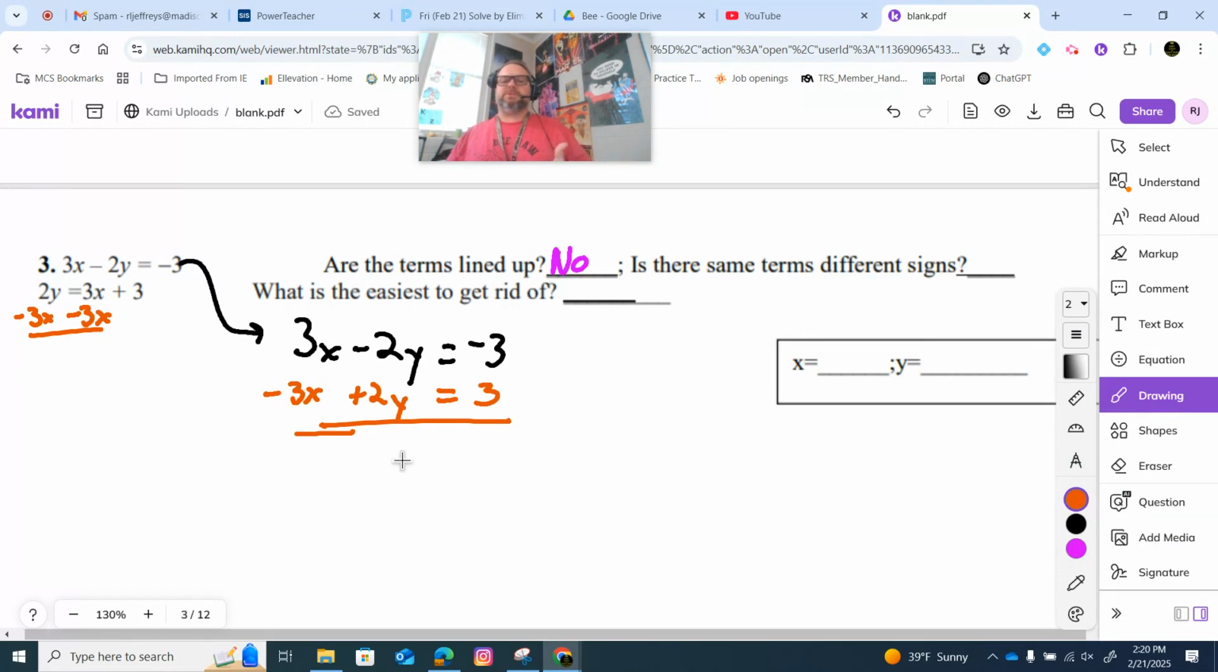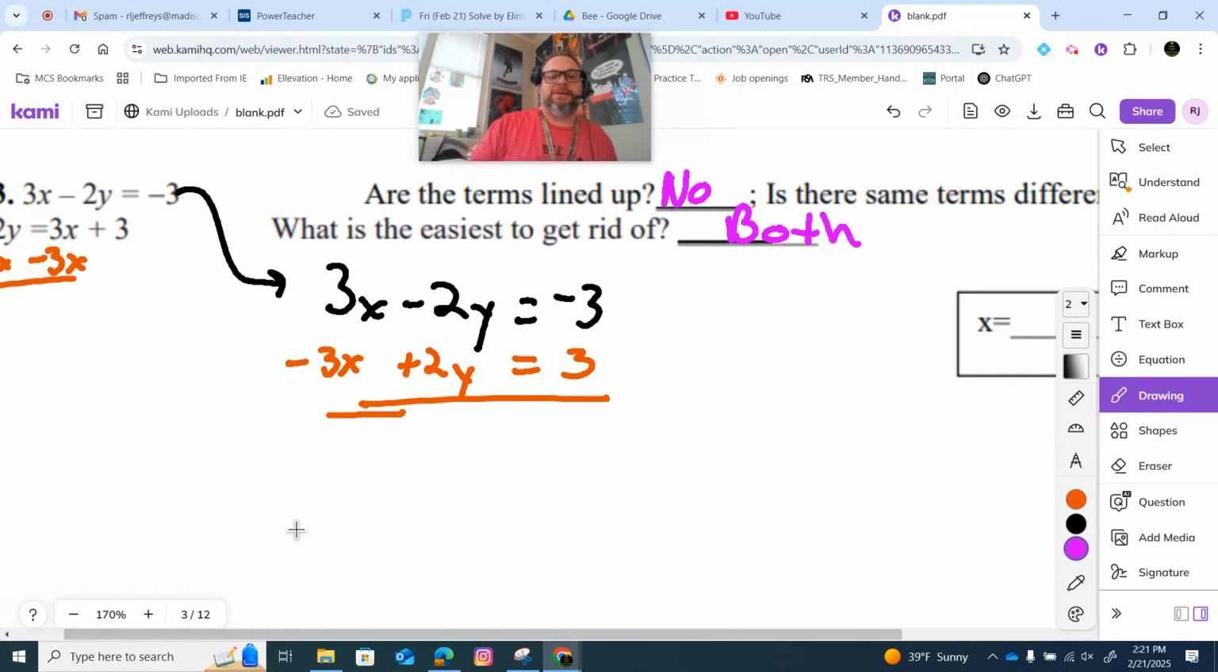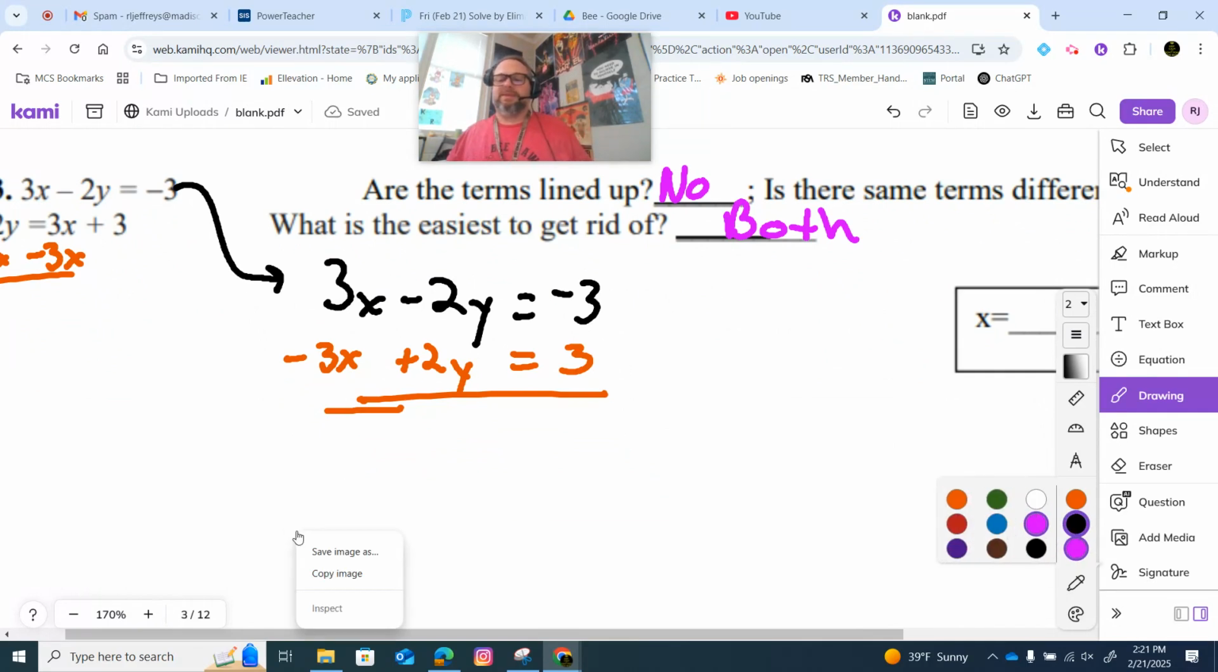Now, do we have same terms, different signs? Oh yeah. This one's kind of a trick question. What's the easiest to get rid of? Both. Okay? You could have said X, you could have said Y. There was actually not a wrong answer right here, and this is why. Some of y'all are like, how is there not a wrong answer?